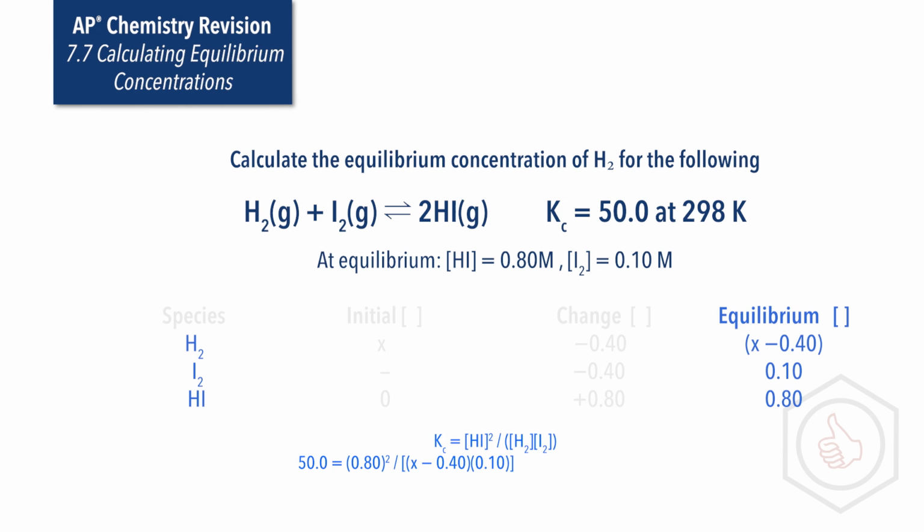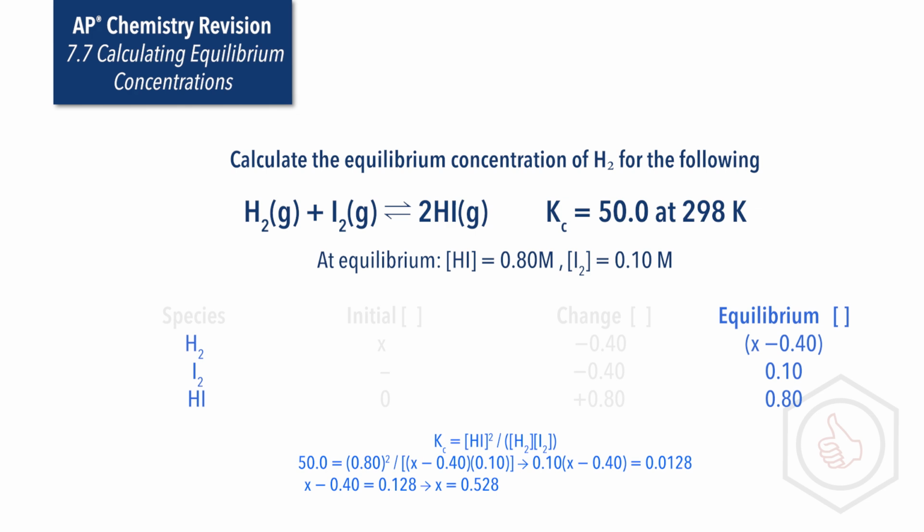With some rearranging, this will give us 0.1 times (x minus 0.4) equals 0.0128. This can then be simplified down further to x minus 0.4 equals 0.128. So with some further rearranging, x equals 0.528.